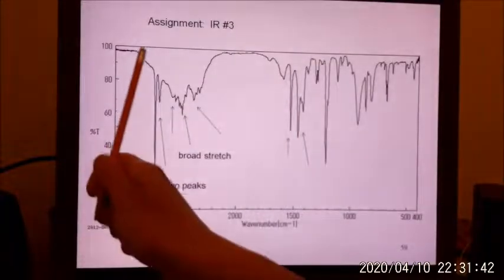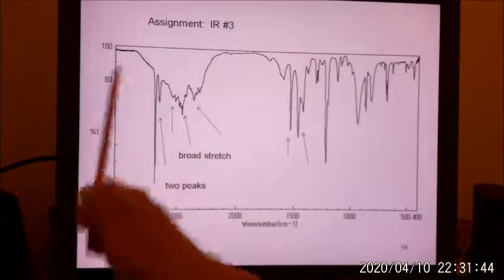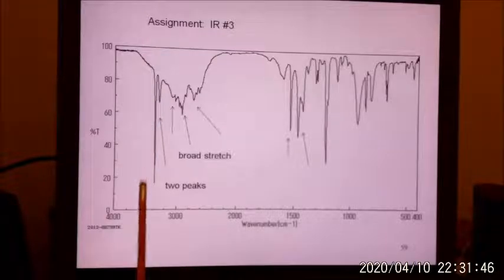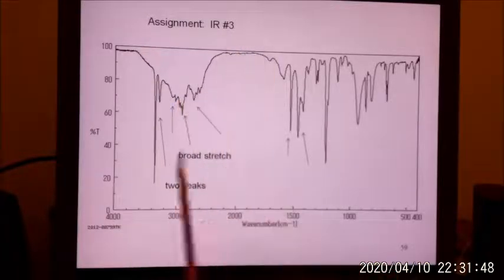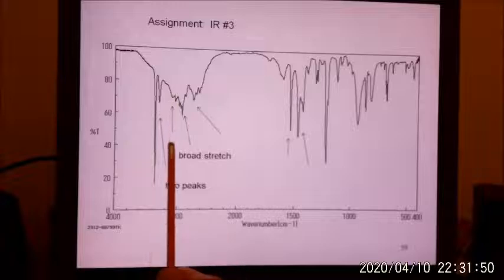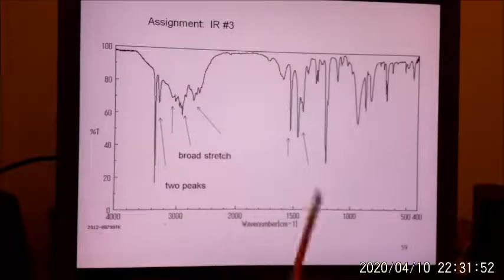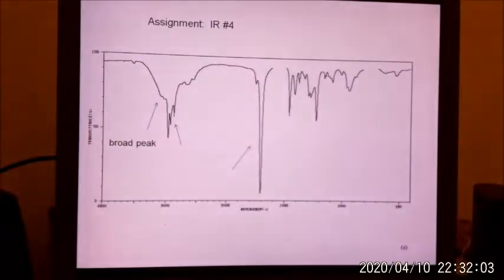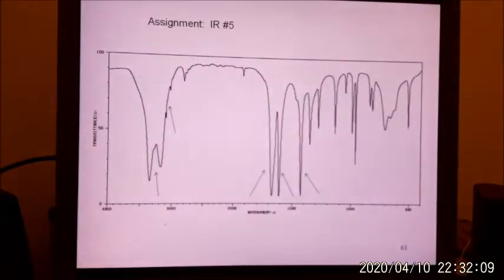This one, look how broad that is. Okay, so you'll see these, I have 2 peaks here. I have this broad peak there. I have this here. I have those there. I have these guys here. Okay, got this peak, those guys there, and your last one.